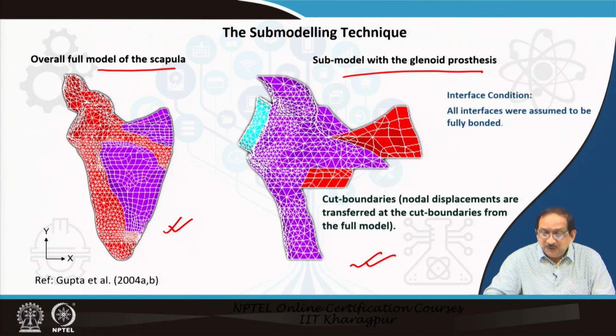Now, a link between the full overall model of the scapula and the submodel was established at the cut boundaries by transferring the nodal displacements at the cut boundaries from the overall full model of the scapula. The interface condition assumed for this analysis was that all interfaces were fully bonded.